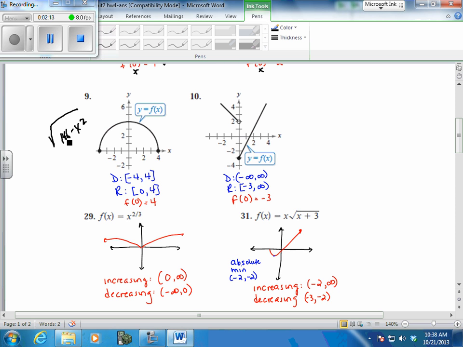The domain goes from here to here, -4 to +4. The range goes from here to here, 0 to 4. When x is at 0, y is at 4. F at x. That's what your 0 is.